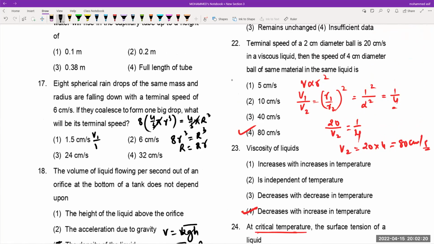Terminal velocity formula, V1 by V2 is equal to R1 square divided by R2 square. ठीक है ना? So R1 square is how much? R square. R2 square is how much for me? 2r whole square. R square will get cancelled, so it is 1/4. Isn't it? So terminal speed of first one is given how much for me? 6. So this one is 6 divided by V2 is equal to 1/4. That means V2 is equal to 6 into 4. 6 4s are 24. So this should be 24 centimeter per second. Okay? That is simple question.